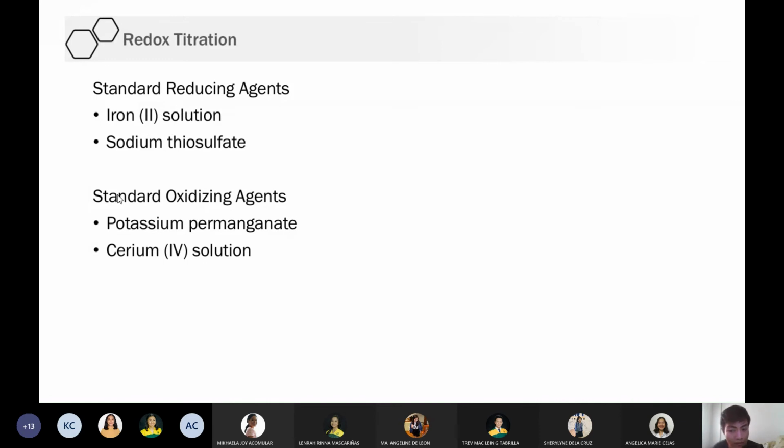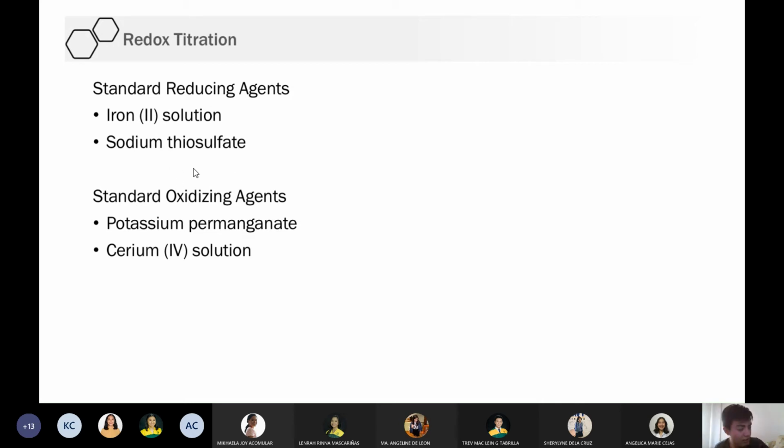Also, similar with acid-base titration, may standard solution din tayo dito. Remember, kapag acid-base titration, ang preferred acid ay HCl, ang preferred base ay NaOH, sodium hydroxide. Ganon din dito. Meron din silang preferred na solutions. If your titrant is a reducing agent, you can use iron 2 or sodium thiosulfate. So iron 2, pwede ito ay iron 2 chloride. Sodium thiosulfate, powder lang yan. Yan ay yung gagawin mong titrant.